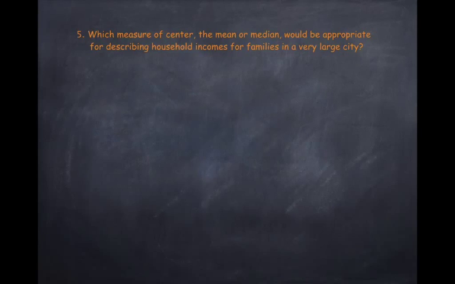It won't be affected if someone has a very high income, but the mean would be affected. It will want to chase after that high income, or if there was a very low income, it will want to chase after that. And so the median will stay the same. It will not be affected. And so the median will be the appropriate measure of center for household incomes.